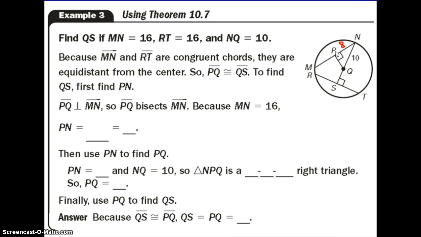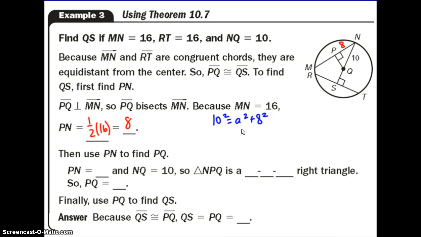If you take a look here, you'll notice that we have a right triangle. So we can actually use Pythagorean's theorem to find the missing side PQ. So what actually goes here is 1/2 of 16, or 8. So let's use Pythagorean's theorem to find the missing side. So it's 10 squared equals a squared plus 8 squared.